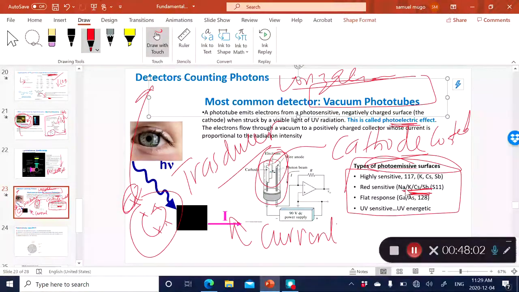And so the most common detector out there is what you refer to as a vacuum phototube. I hope I've shown you how it works. Light hits the photoemissive surface, the outer electrons are dislodged, or ionization happens, and then you can measure the resulting current. That will be proportional to the amount of light, or the light intensity, that impinged on the photoemissive surface.